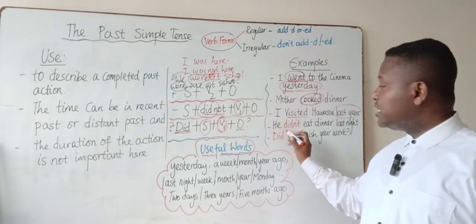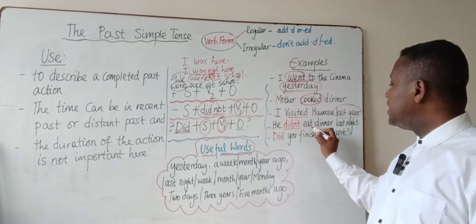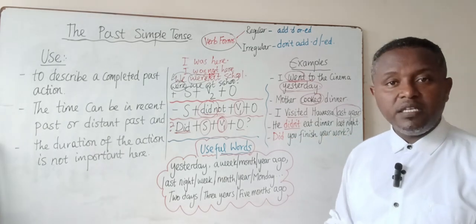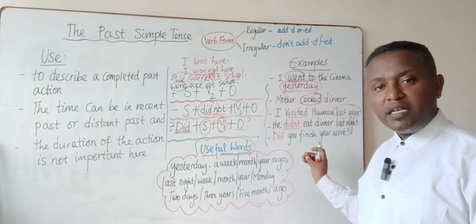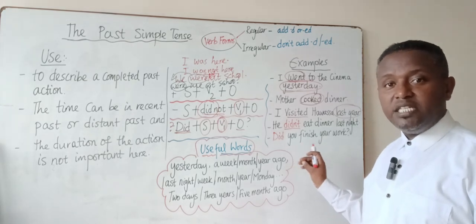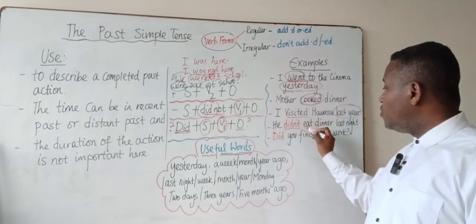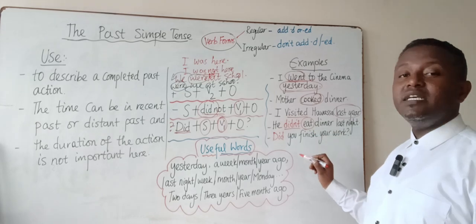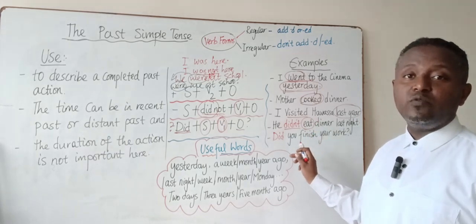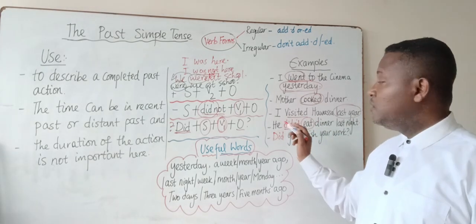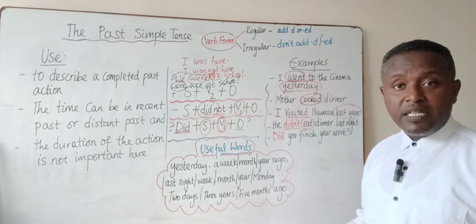The negative structure here: he didn't eat dinner last night. So eat here is the verb 1 form of the verb. We don't use ate because we already have did in that sentence.